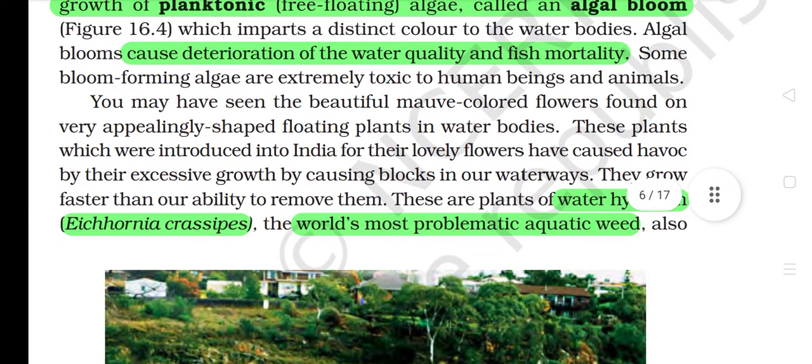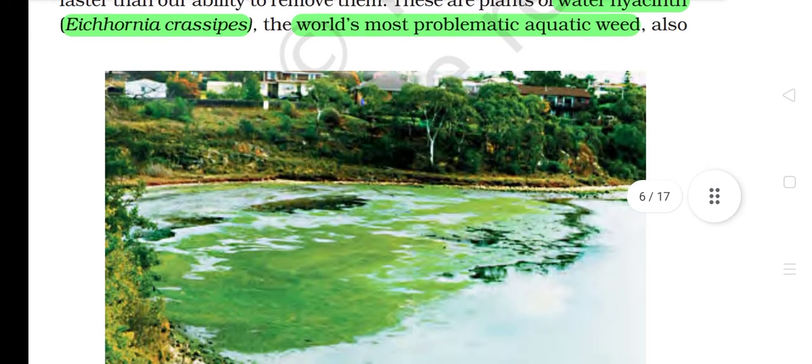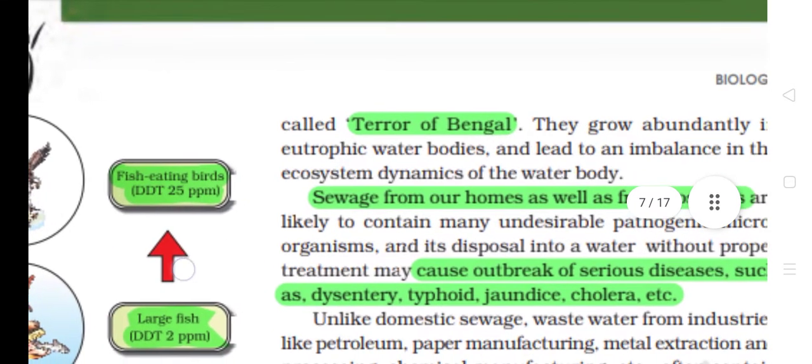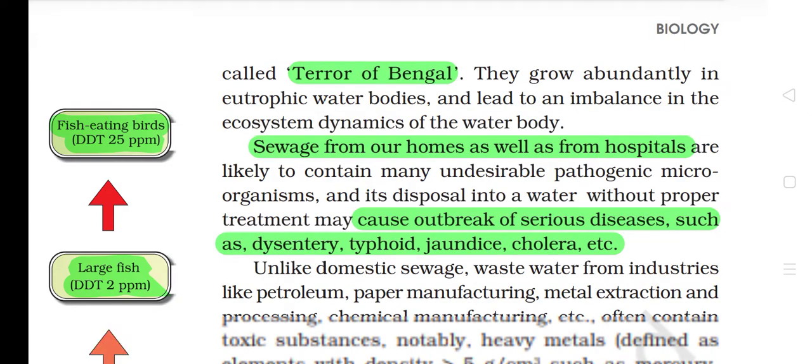You may have seen the beautiful mauve-colored flowers found on very appealingly shaped floating plants in water bodies. These plants, which were introduced into India for their lovely flowers, have caused havoc by their excessive growth by causing blocks in our waterways. They grow faster than our ability to remove them. These are plants of water hyacinth, Eichhornia crassipes, the world's most problematic aquatic weed, also called terror of Bengal. They grow abundantly in eutrophic water bodies and lead to an imbalance in the ecosystem dynamics of the water body.